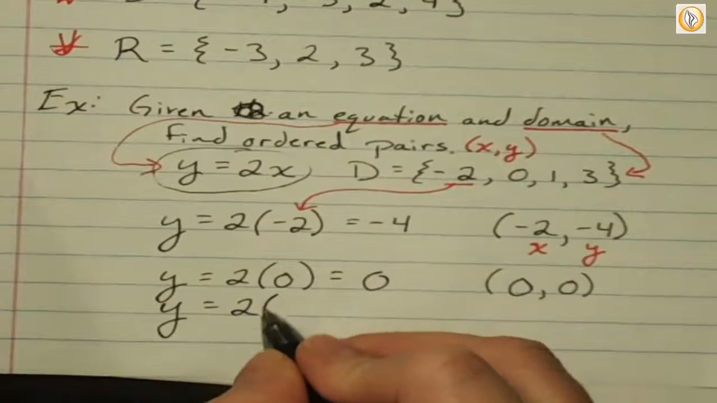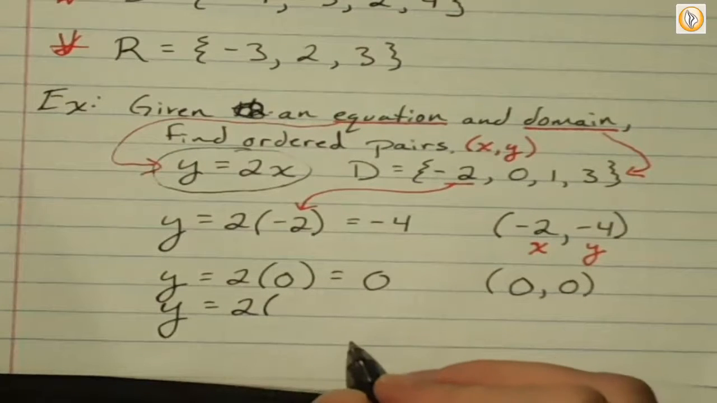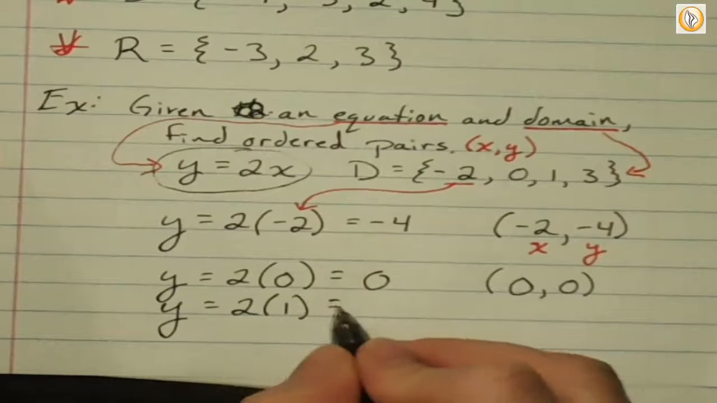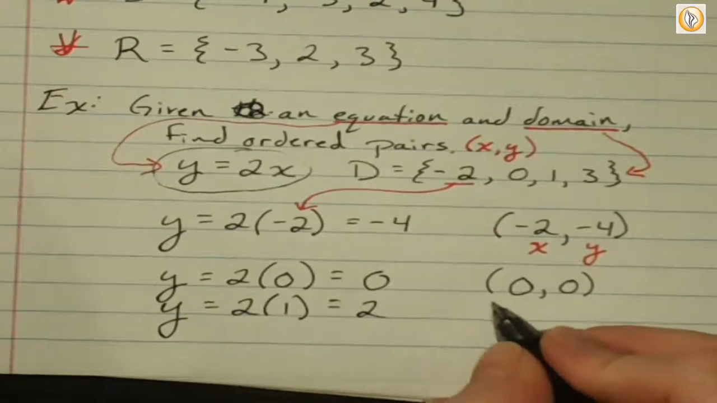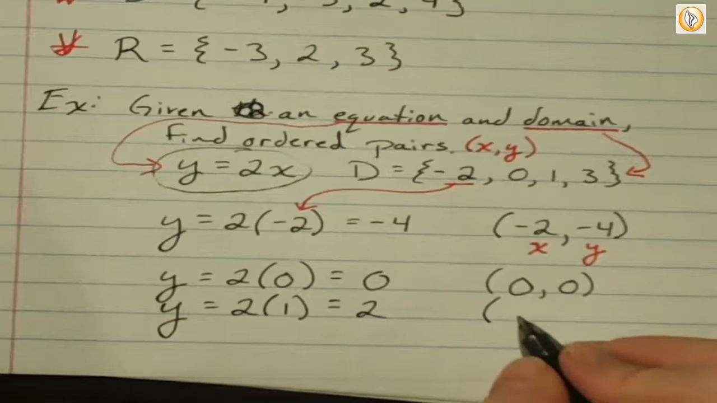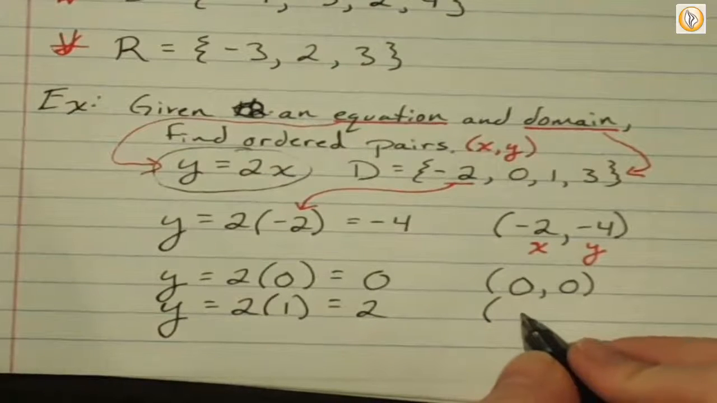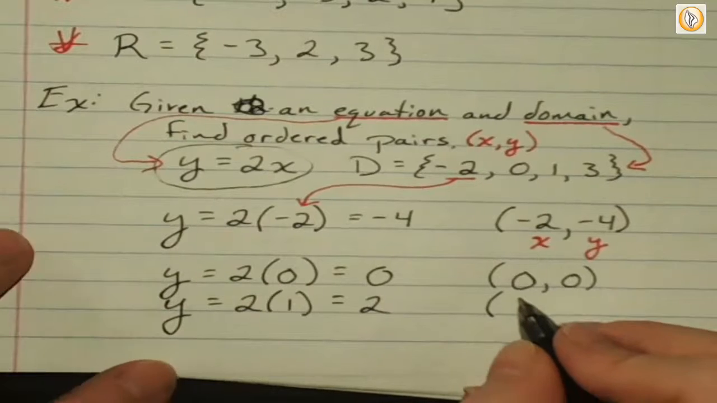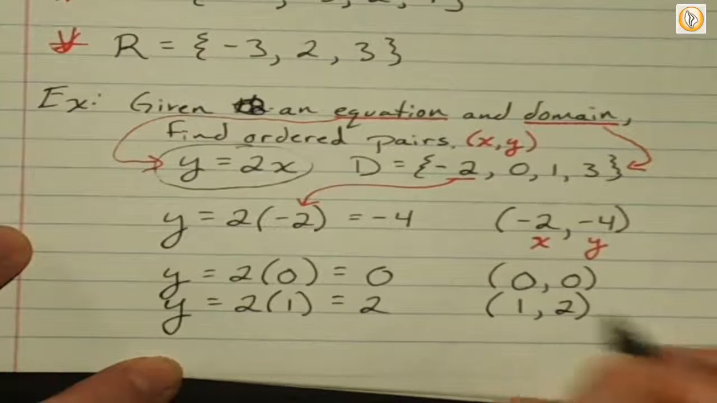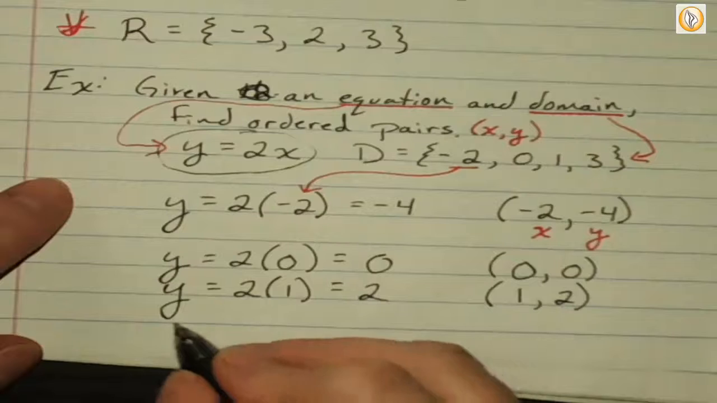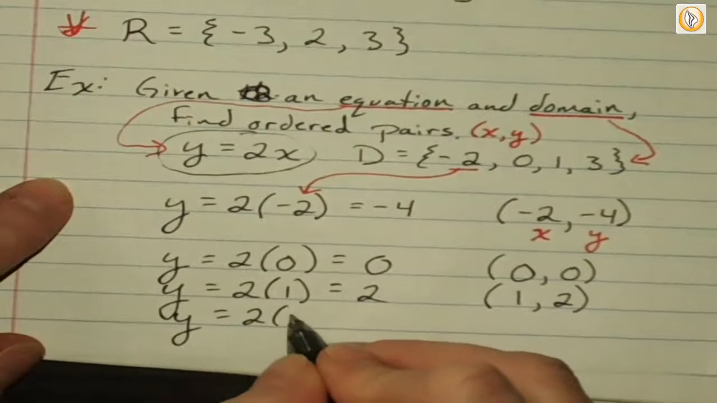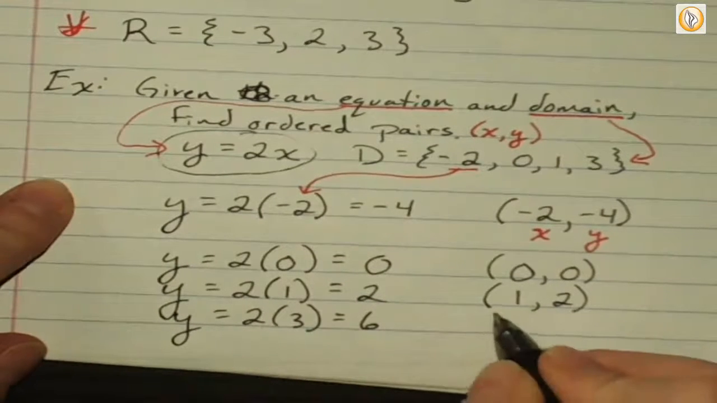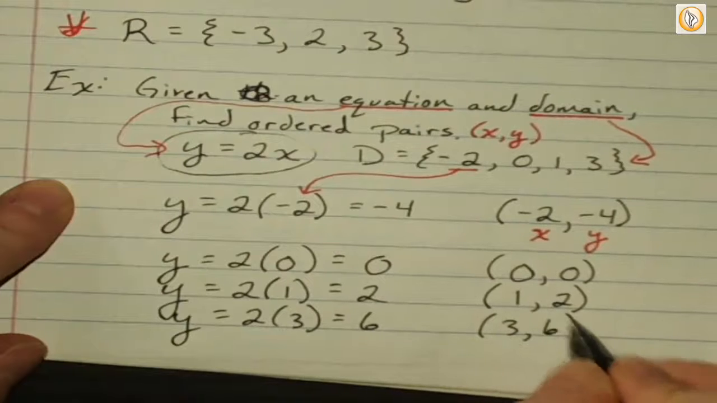Kelly, what do I put in place of my x this time? 1. So 2 times 1 is 2. So Kelly, what's my ordered pair? 1, 2. And then the last one is y equals 2 times 3, which is 6. So my ordered pair is 3 and 6.